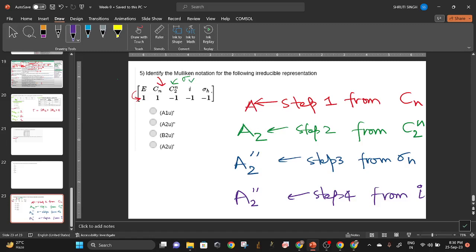If sigma H is there, we will look for sigma H as well. If I is there, now we have to look for the character under I as well. So it is negative, means anti-symmetric. So for anti-symmetric what do we write? U. So there will be one more term in the subscript, which is U. So the total character is A2u double prime. So it is B option.